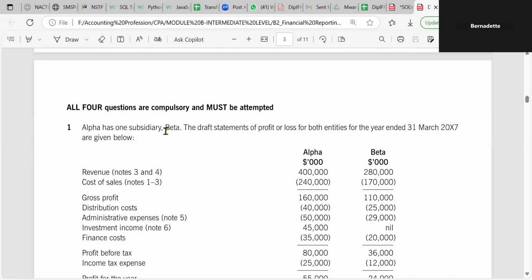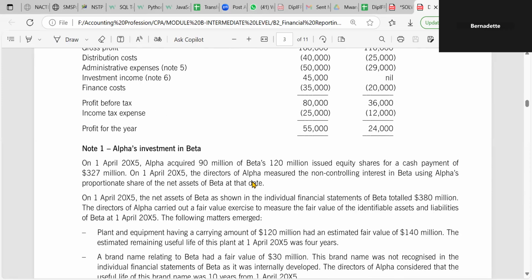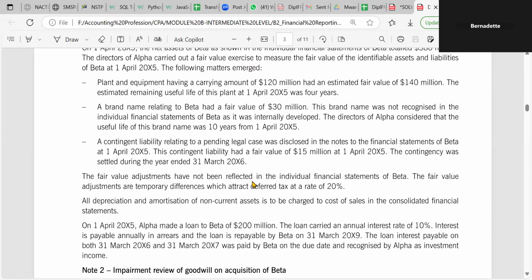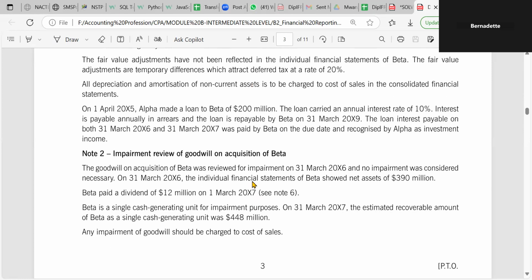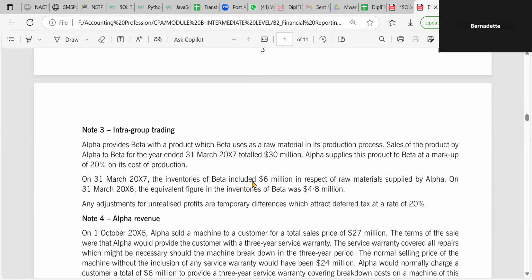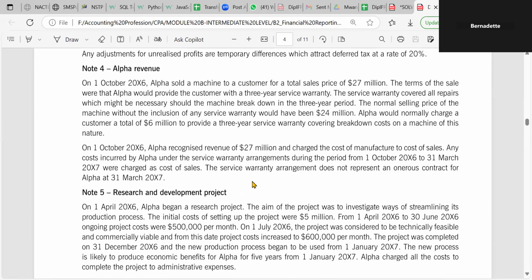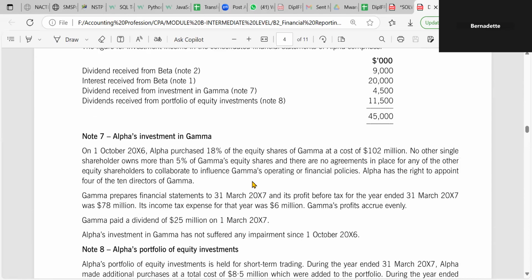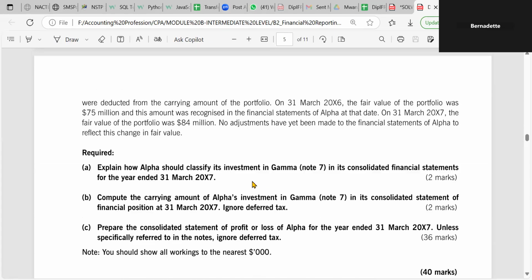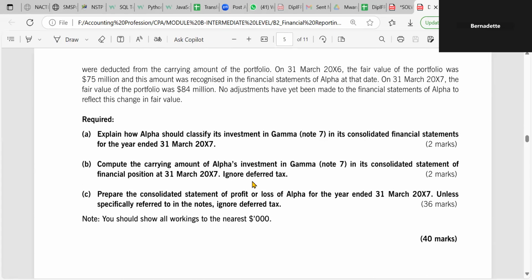Here they're speaking of subsidiaries now. Alpha is one subsidiary. I don't know what they are giving in the statements here. Sometimes you need to get used to it. I always get lost when they've given a lot of information. I don't know how to really go about it. I can understand at the beginning, but then I get lost in the middle.